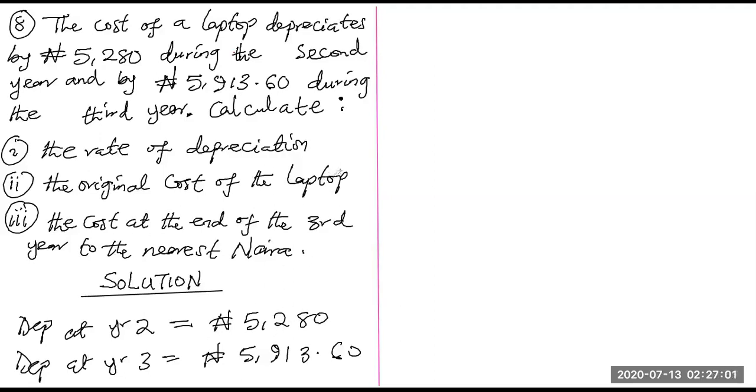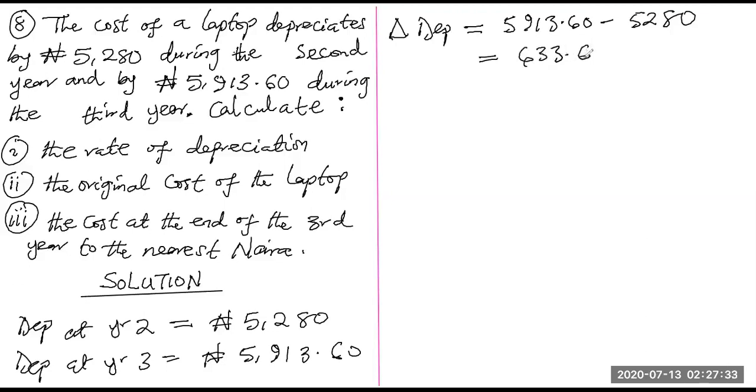So we now find the difference in depreciation. We say change in depreciation, that's the symbol for change, between year 3 and year 2. That gives us 5,913.60 minus 5,280. So our change in depreciation is actually 633.60.